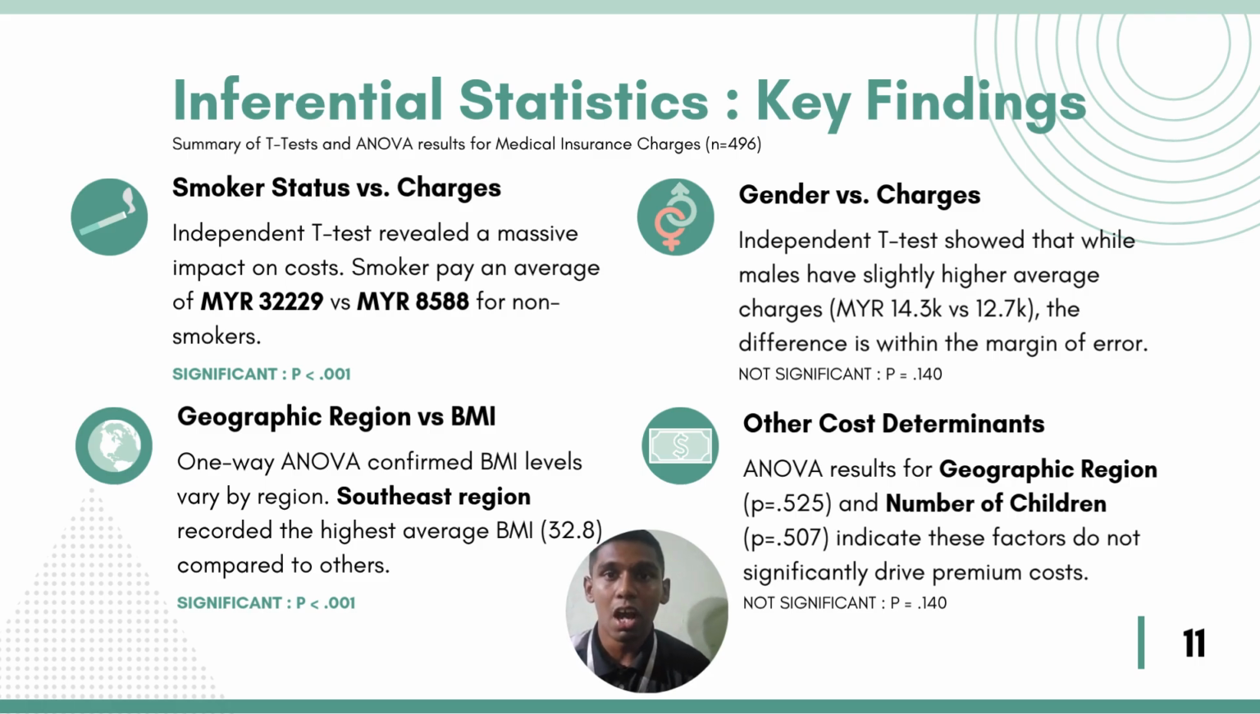Ultimately, these findings dictate that the risk management and pricing structure should prioritize actionable lifestyle habits like smoking cessation over fixed demographic traits.